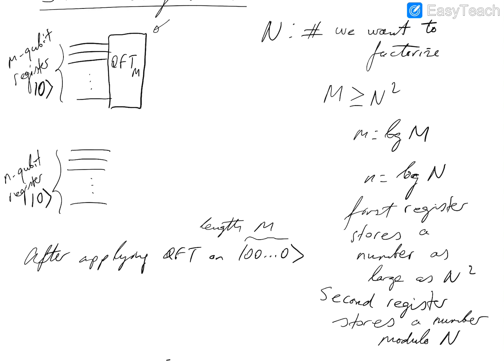All right. Now, after applying the quantum Fourier transform on all zeros, what we get is the same effect that the Hadamard transform would do on all zeros. So we get a general superposition state of all basis states with equal amplitudes. That is 1 over square root m, sum from x equals 0 to m minus 1. We have x, and then we have all zeros.